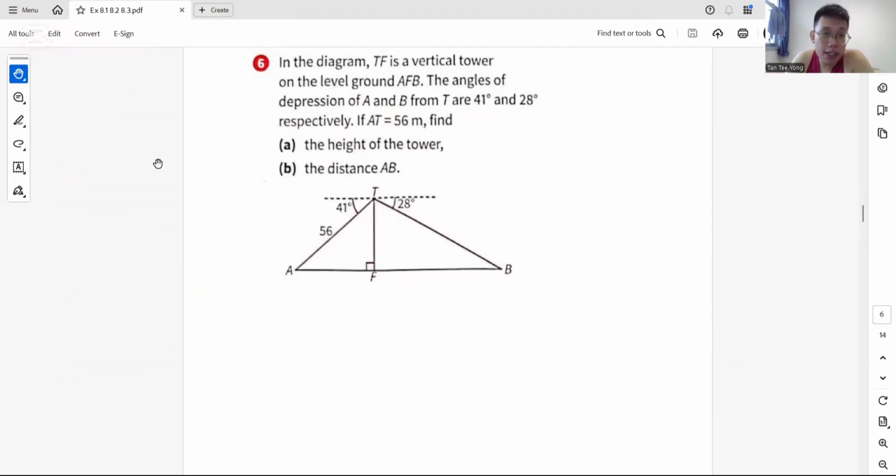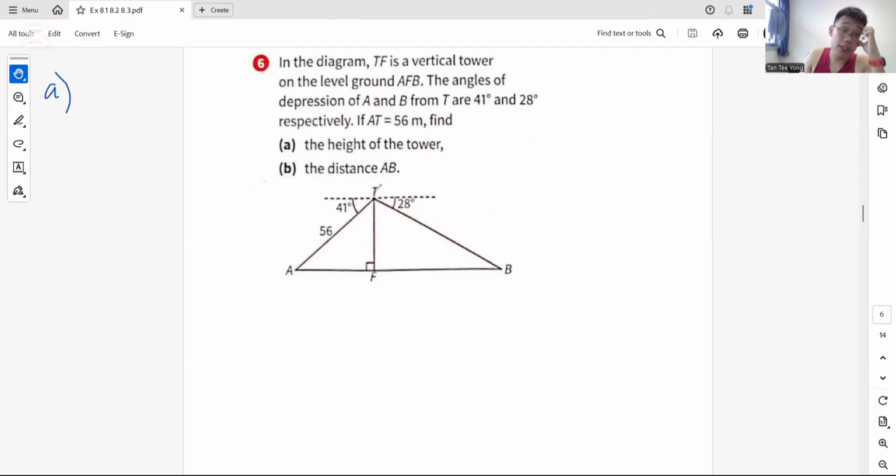Let's read question 6 together. In the diagram, TF is a vertical tower on level ground AFB. AFB is on level ground. The angles of depression of A and B from T are 41 degrees and 28 degrees respectively. Then they said, if AT is 56 meters, find the height of the tower. First things first, part A: how do we find the height of the tower?